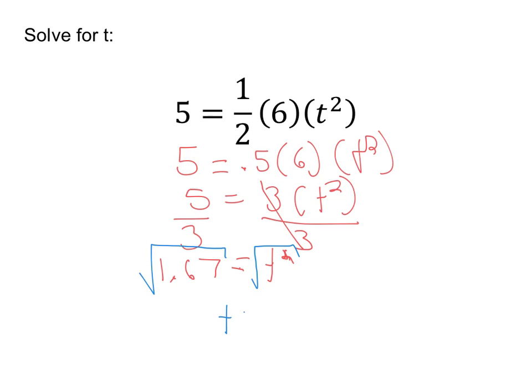So t is equal to the square root of 1.67. My calculator says it's 1.29. And we got to make the math teachers happy here. If you take the square root of something, you got to throw the plus or minus in front of it, right?